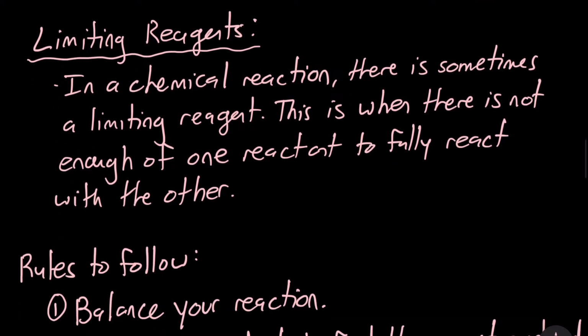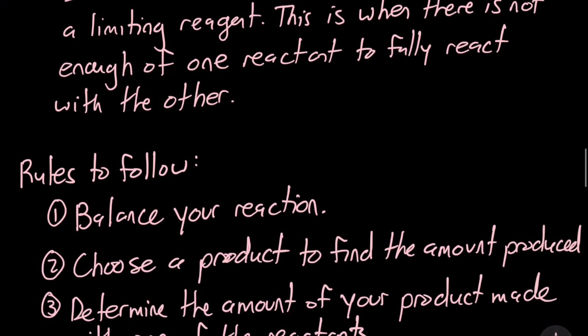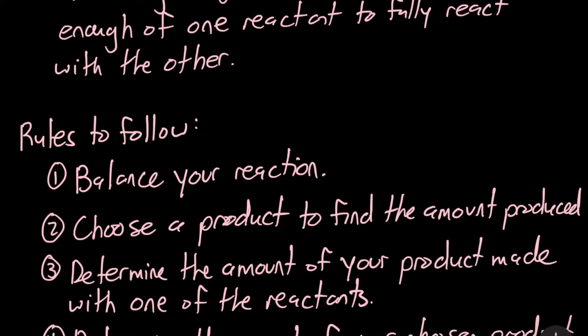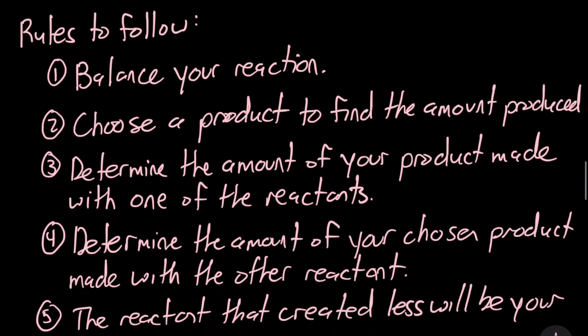Next up, we get into limiting reagents, which, in my opinion, is the most difficult part of this unit. So it says, in a chemical reaction, there is sometimes going to be a limiting reagent. So this is when there is not enough of one reactant to fully react with the other. So some rules to follow here. Number one, we're just going to balance our reactions. So same thing we've been doing this whole time. We have to then choose a product to find the amount produced.